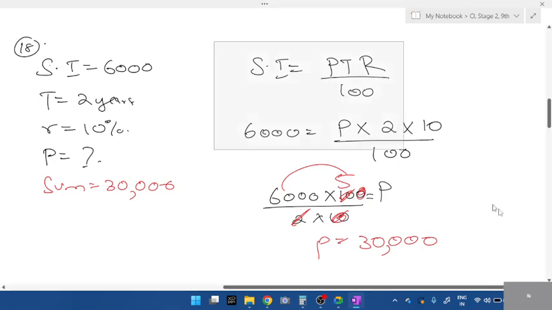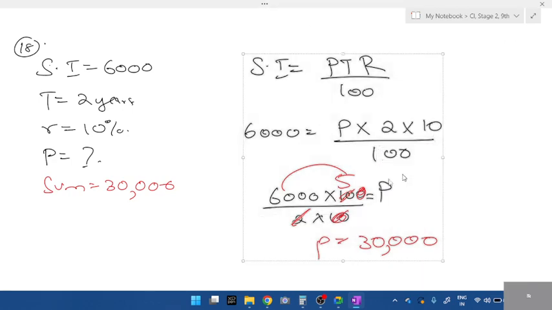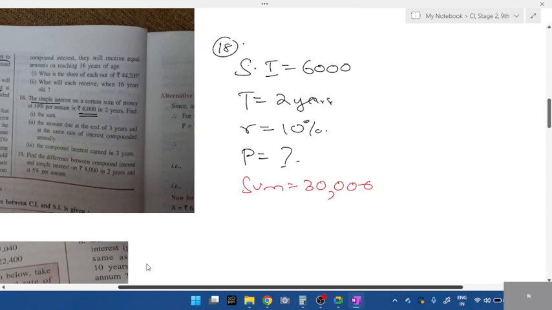Okay, this is done. So compound interest was given, we used simple interest, and we got this. Read the second part of the question. The amount due. Due means what you have to pay. The amount which we need to pay at the end of how many years? 3 years. And at the same rate of interest.